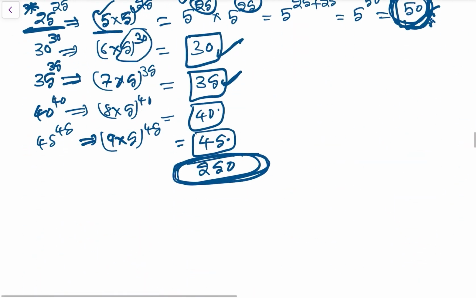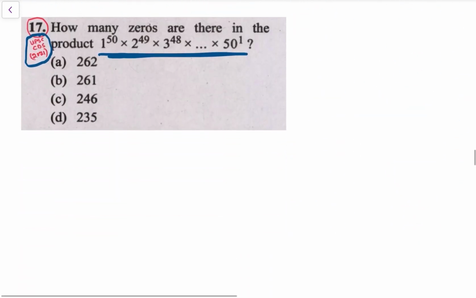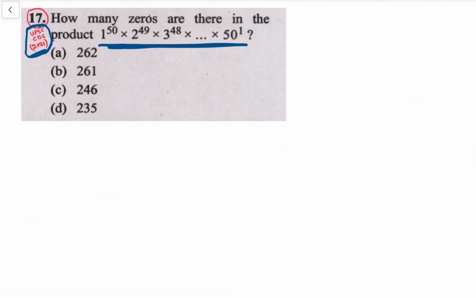Then let's see the question asked in UPSC CDS 2021. So same type of question, number of zeros are there in product 1 to the power 50, ठीक है, 2 to the power 49. अब देखो ये उल्टा में. ठीक है, 1 पे 50 है, 2 पे 49, 3 पे ये. So this is little bit more tricky. So अब देखते हैं इसमें.